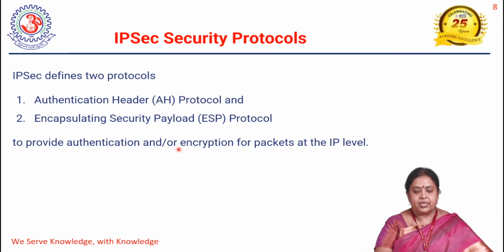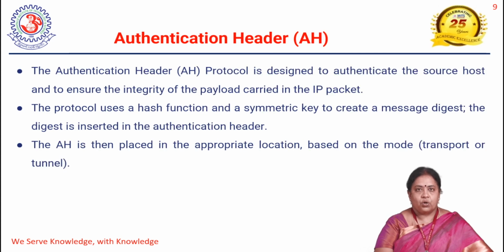Authentication and encryption, or authentication or encryption, can be provided at the network layer. That is the network level. For the packets at the network layer, it is going to provide the security. So IPsec has two protocols: the authentication header protocol, and the encapsulating security payload protocol, simply the ESP protocol. First we talk about the authentication header protocol, that is AH. This authentication header protocol is mainly designed to authenticate the source host.